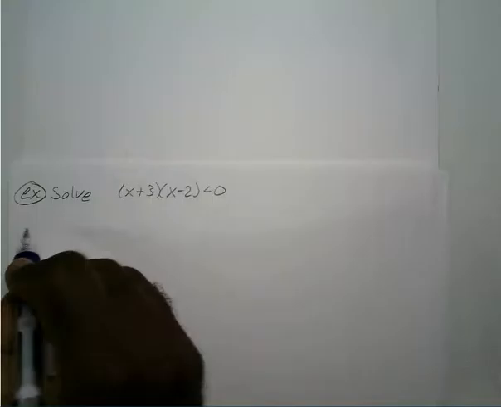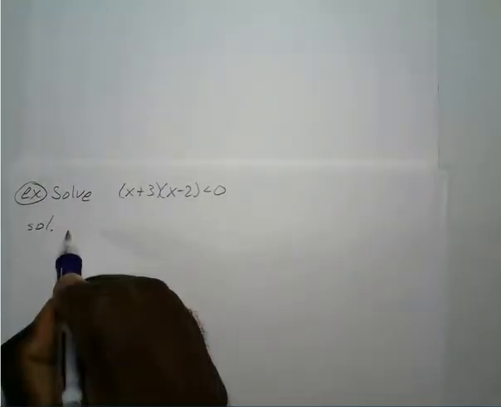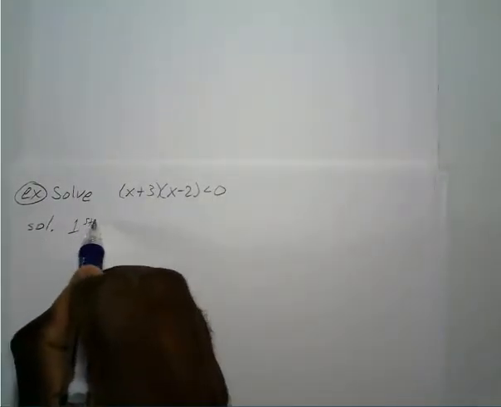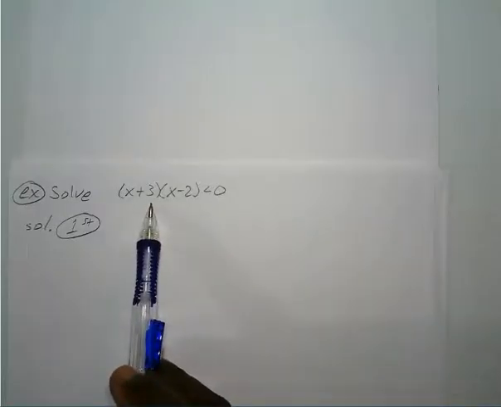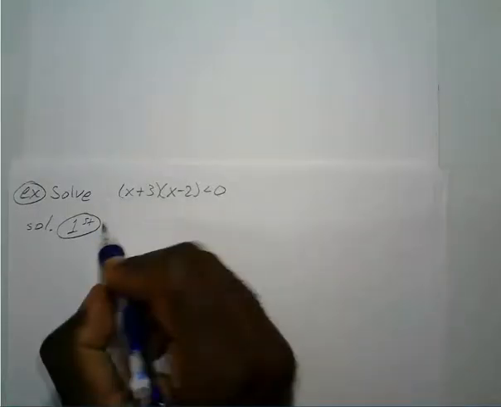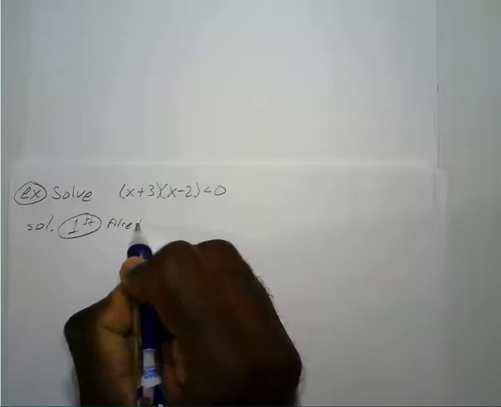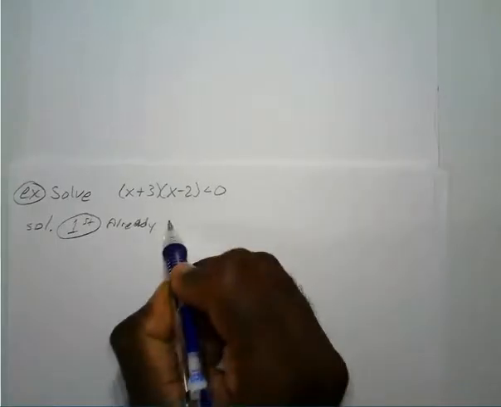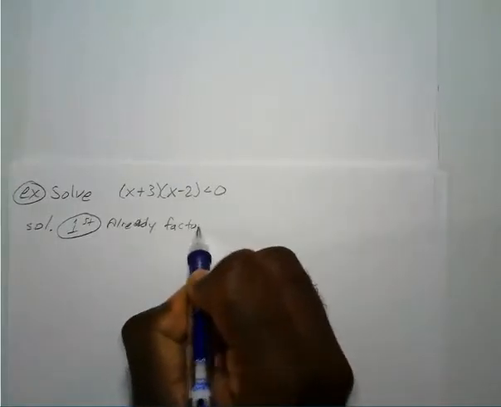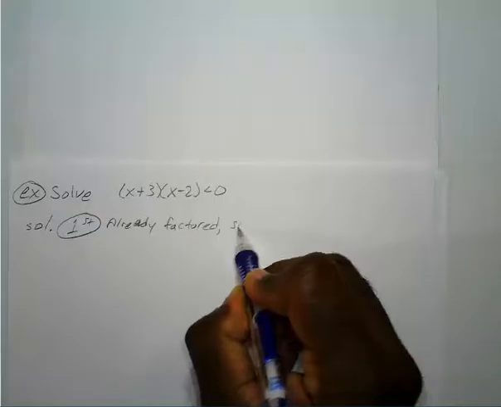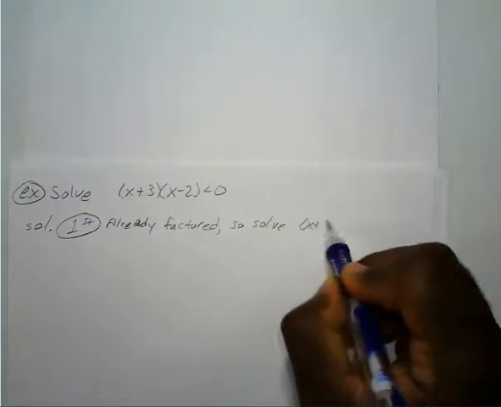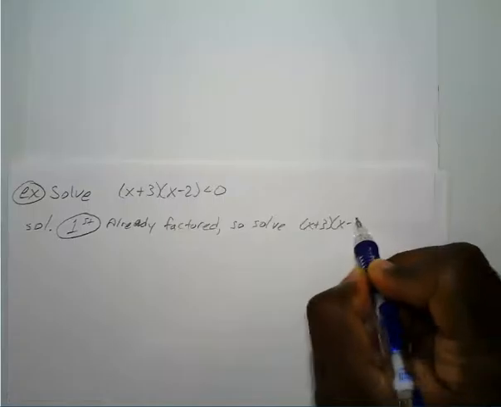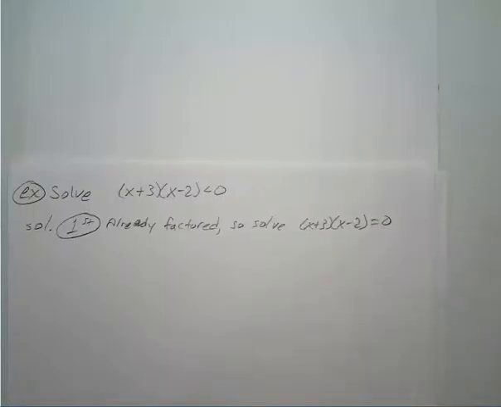To solve this one, remember, your first step is to factor and solve. This is already factored. So we're going to solve x plus 3 times x minus 2 equals 0.